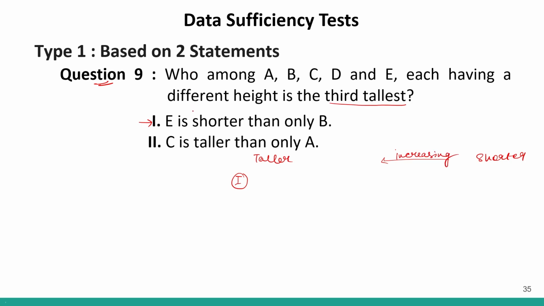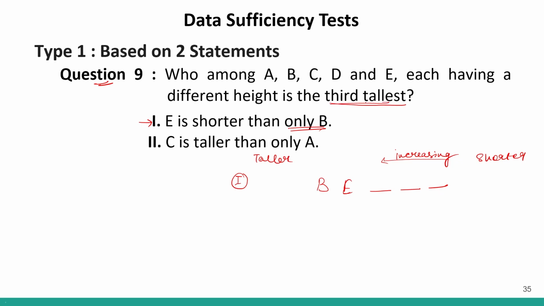Now, according to statement 1, E is shorter than only B. So E will be over here. E is shorter than only B. That means 3 people will be shorter than E. Because E is shorter than only B. So B is the only one taller than E. So this is what I am getting from statement 1.